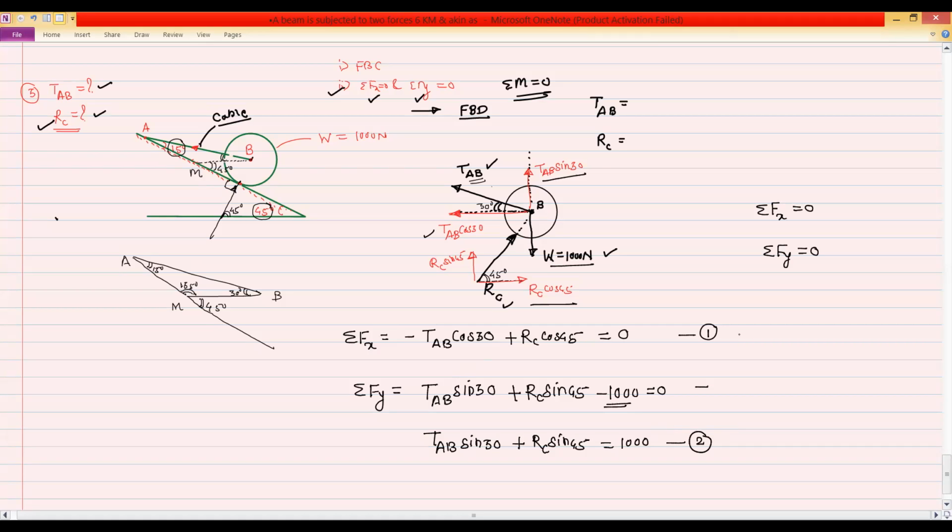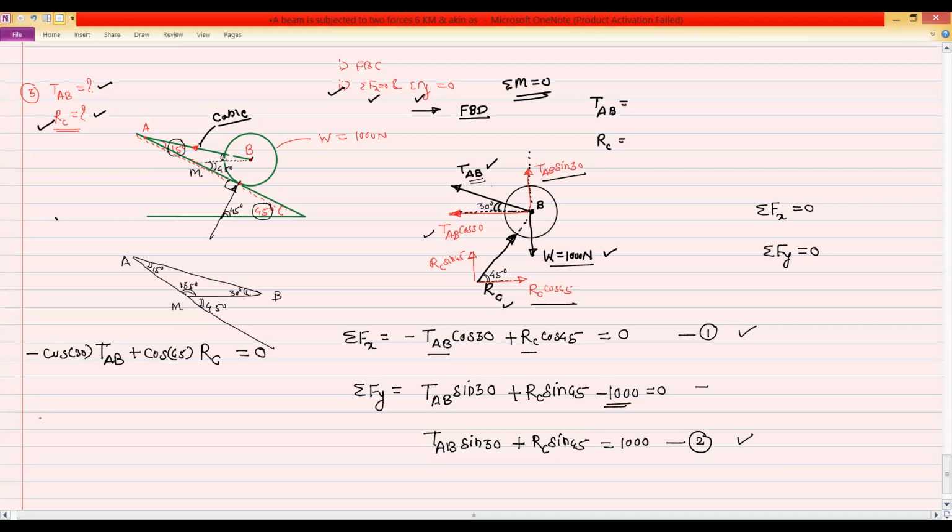So you can solve equation 1 and equation 2 as simultaneous equations because we have two unknowns: one is tension AB and the second unknown is reaction RC. The solution of that simultaneous equation will be our answer. So I will write this equation in the form Ax plus By. The first equation is minus cos 30 tension AB plus cos 45 reaction RC, equal to 0.